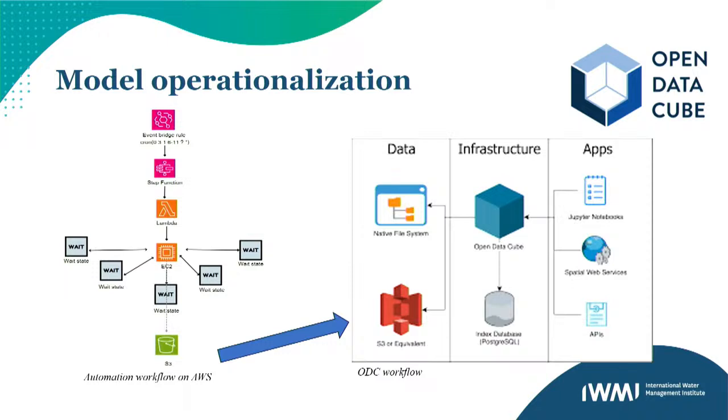Yes, one more minute. Once we produced all the maps, we operationalized the mapping process using AWS, so that at the end of every month we have a map of irrigated area. Once we have the data, we store it in an S3 bucket and then index it using the Open Data Cube.